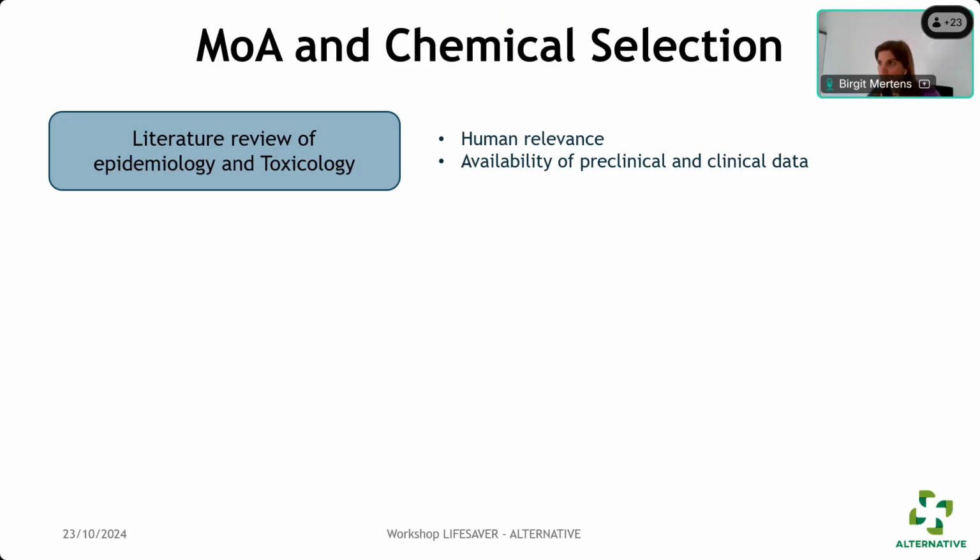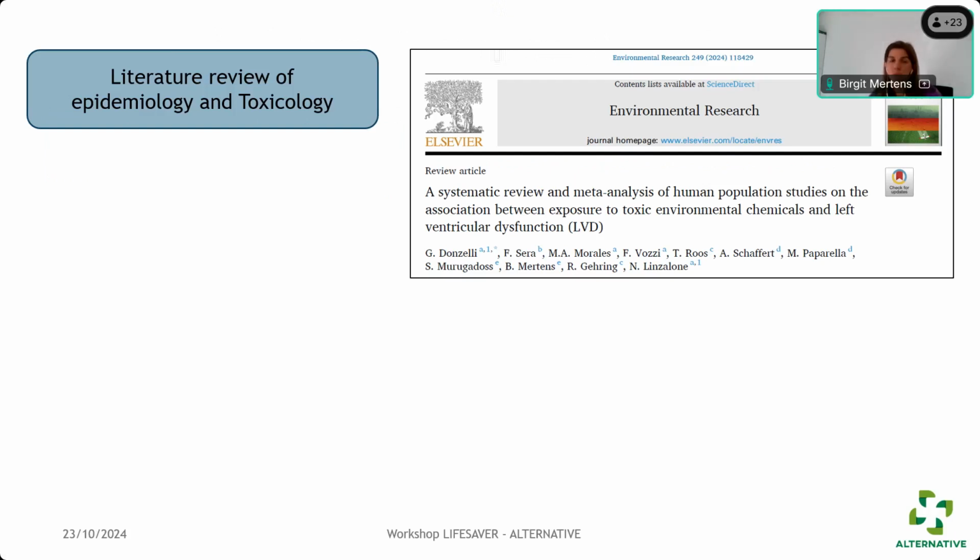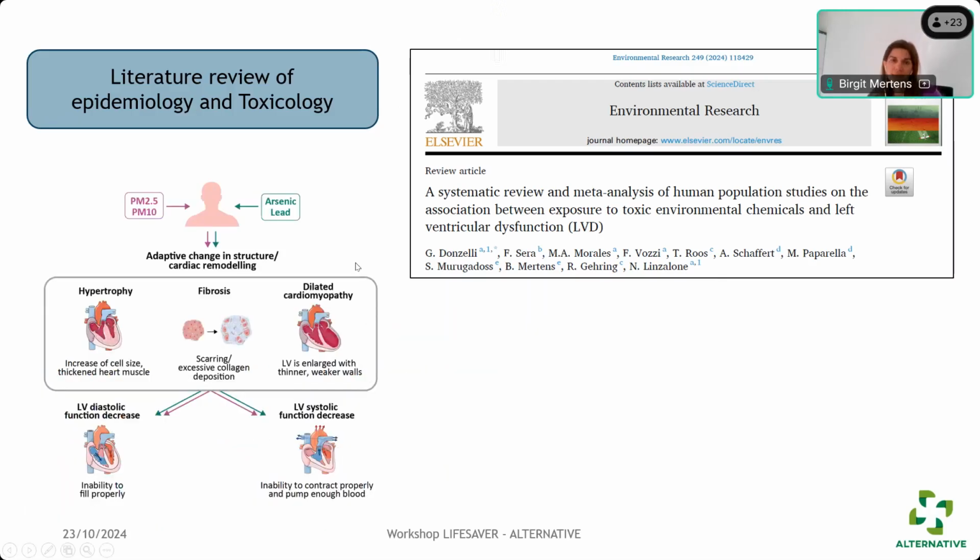we used the literature review that was performed within the context of ALTERNATIVE. In fact, two literature reviews were performed, one collecting the evidence on a potential association between exposure to toxic environmental chemicals and left ventricular dysfunction, one specific type of cardiovascular disorder. Based on this study, we found that most evidence is currently available for such an association for particulate matter 2.5 and 10, arsenic and lead. However, as I will discuss also later in this presentation, we also need to work with chemicals that are relatively easy to put into our system, and the particulate matter and the metals are not that easy to work with.